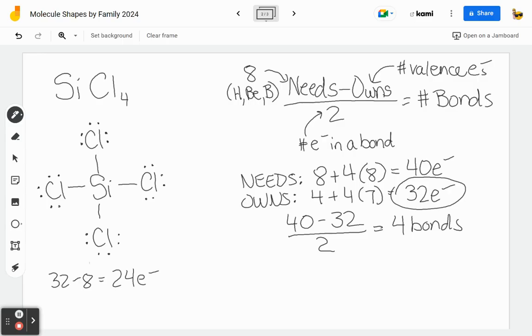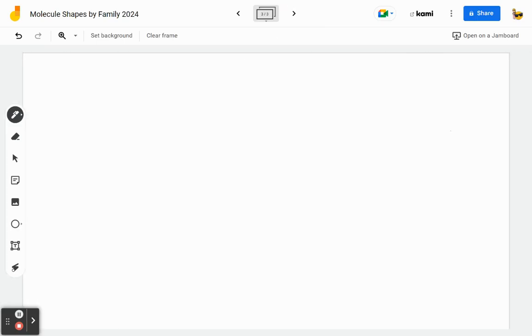Now everybody should be thinking to themselves, let me look and see what the shape of this is going to be. Can anybody look on their notes and tell me what the shape of this molecule is going to be? Who found it? What is it? This is a tetrahedron. So the shape is a tetrahedron. We'll say this molecule is tetrahedral. And remember, tetrahedrals have 109.5 degree bond angles.